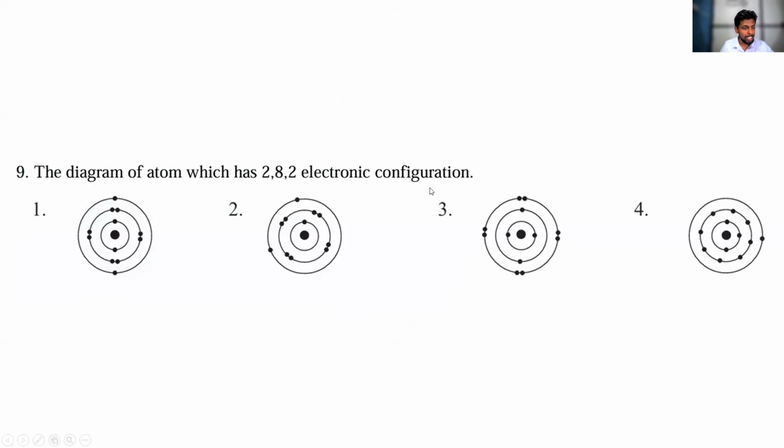Can anyone tell me the answer? Easy one. First one. Very good. Yes, because they are asking 2, 8, 2. Just look at the picture here. 2 here, 8 here, and 2 here. So it's an easy question, right? 2, 8, 2.